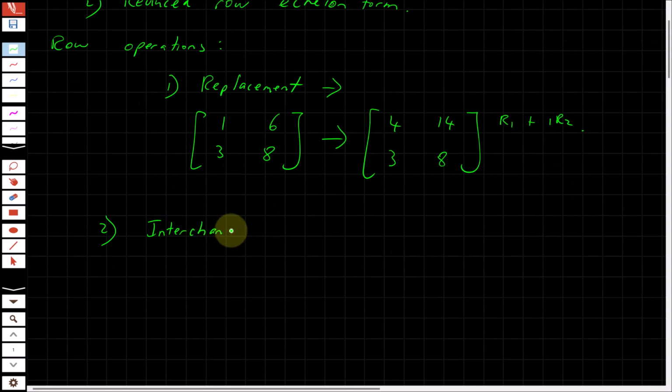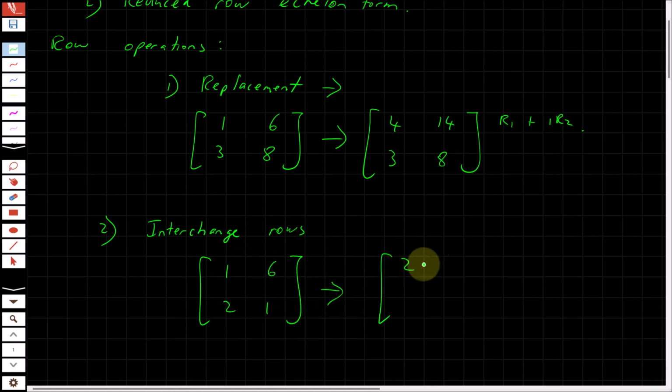The next row operation we can do is interchanging rows. We can interchange any two rows. So in this example, we are taking row 1, putting it in row 2, and row 2 in row 1.